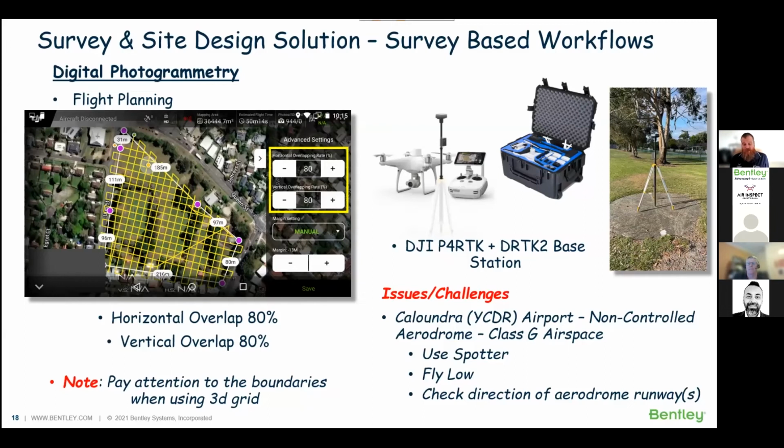So issues and challenges with the operation were fairly minimal. Only, I guess, hazard or risk in the area was the Caloundra aerodrome, which was within 5K of the operation area. So to mitigate that risk, we used spotters so that there's eyes on the drone at all times. We flew low as to not be in the airspace of nearby operating aircraft. And we also made sure we were not located within the arrival and departure runways as well, obviously to stay clear of them. Next slide, please, Dave.